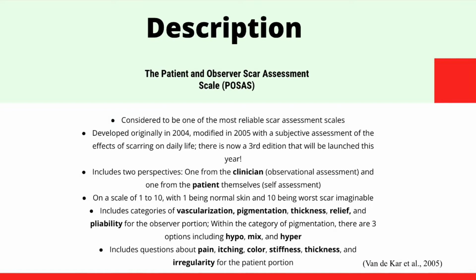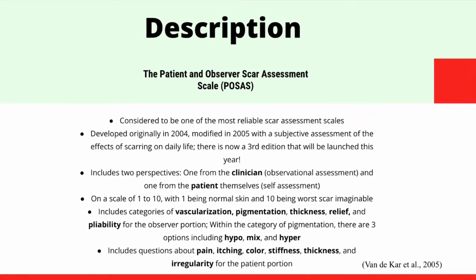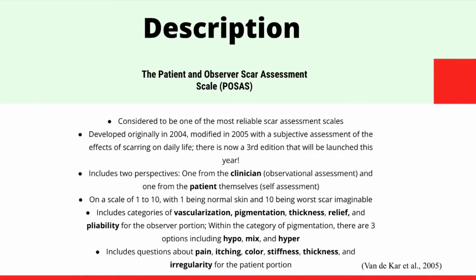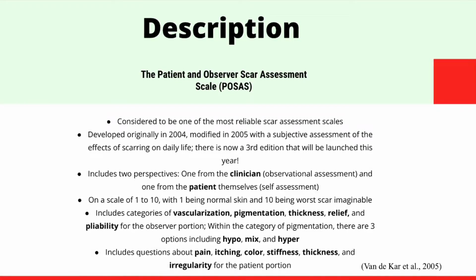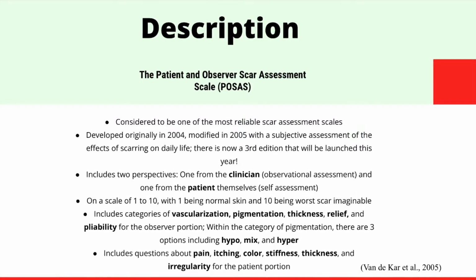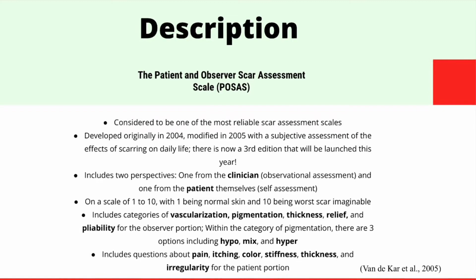Within the category of pigmentation, it includes options of hypo, which is when there is a low amount of melanin produced in skin and the impacted area appears to be lighter than the normal skin color, a mix, and hyperpigmentation, which is when there is an excess amount of melanin produced and the skin appears to be darker.